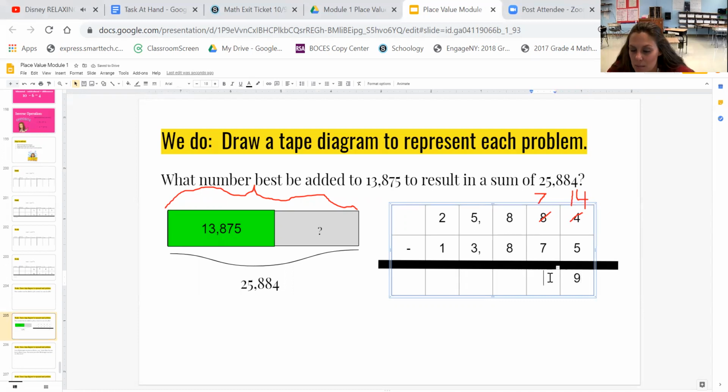Then I can continue subtracting. 7 minus 7 is 0. 8 minus 8 is 0. 5 minus 3 is 2. And 2 minus 1 is 1. Okay, so that's how I found my difference. I had my total amount, I had part of it, and then I had to find that missing part, so I subtracted. Nice job, guys. Let's try another one together.